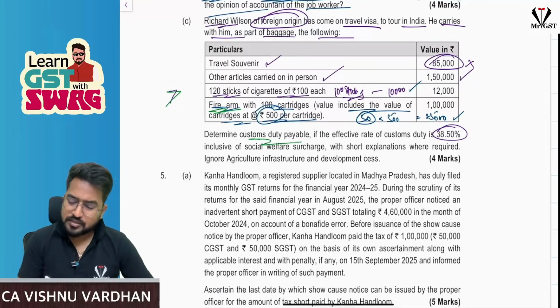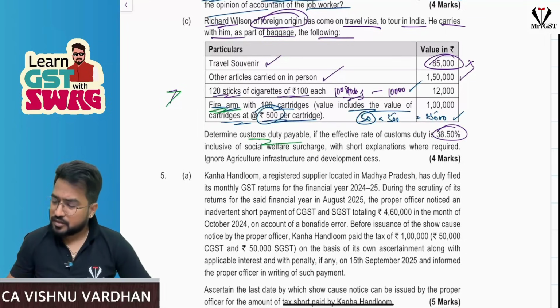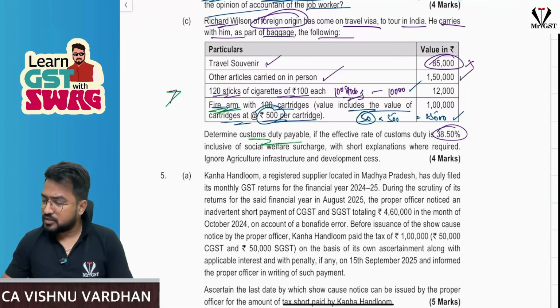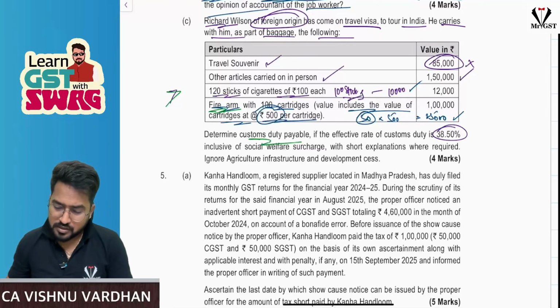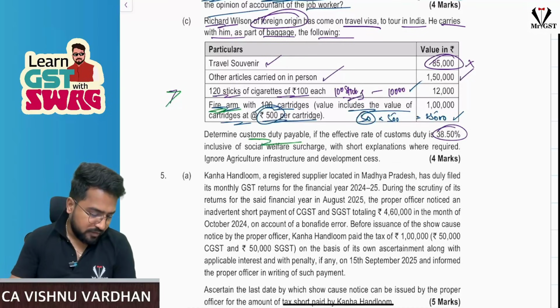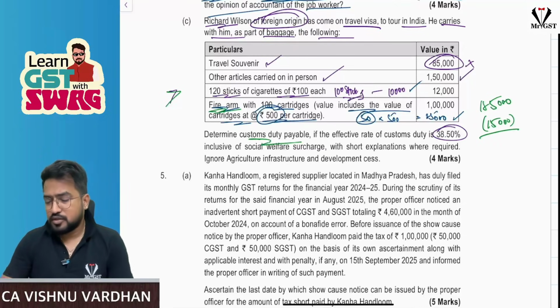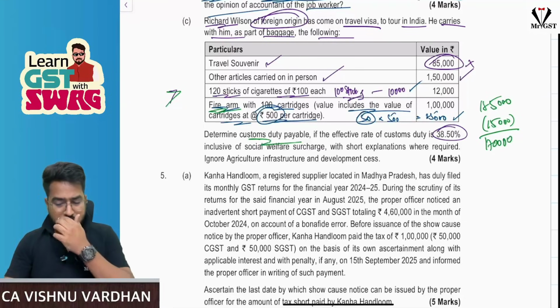So determine the custom duty payable. So you will get here 1,50,000 plus 10,000 plus 25,000. Total 1,85,000 is the amount. On that you can take the general free allowance of 15,000. You know that. So total it is 1,70,000.